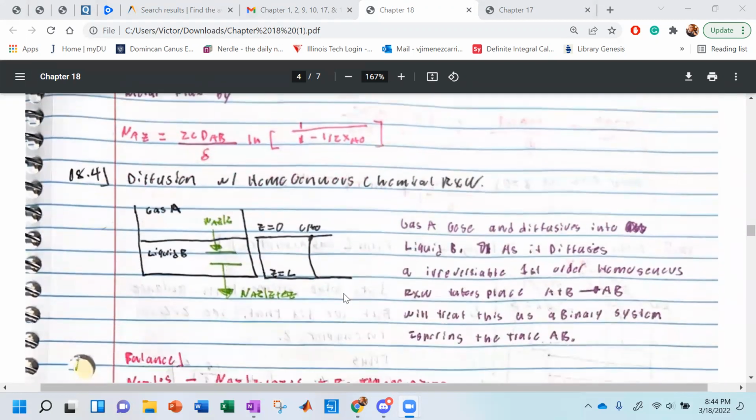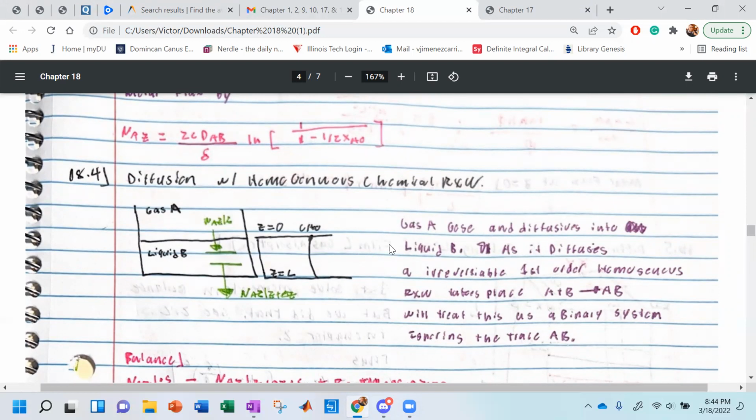Now, here's where things get kind of spicy. And by spicy, we have a homogeneous chemical reaction, which makes things hard. It's not too much harder, but it is hard. So we're going to have gas A at top and liquid B at the bottom. In a similar sense, gas A diffuses into liquid B. So it's the opposite of what we did originally. In the first question, we had B going into A. Now we have A coming into B.